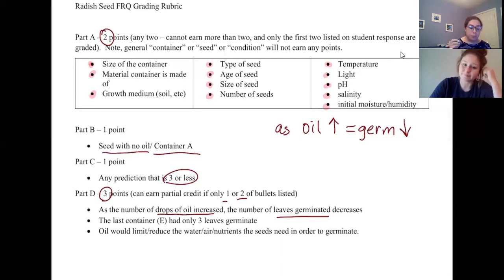The second point would be coming from acknowledging that container E, according to the data table, only had 3 seeds germinating. You didn't just pull a number out of thin air or out of a hat. The reason why you justified 3 or less was because the last container, the last known data point, had 3 seeds germinating. So that would earn you a second point.